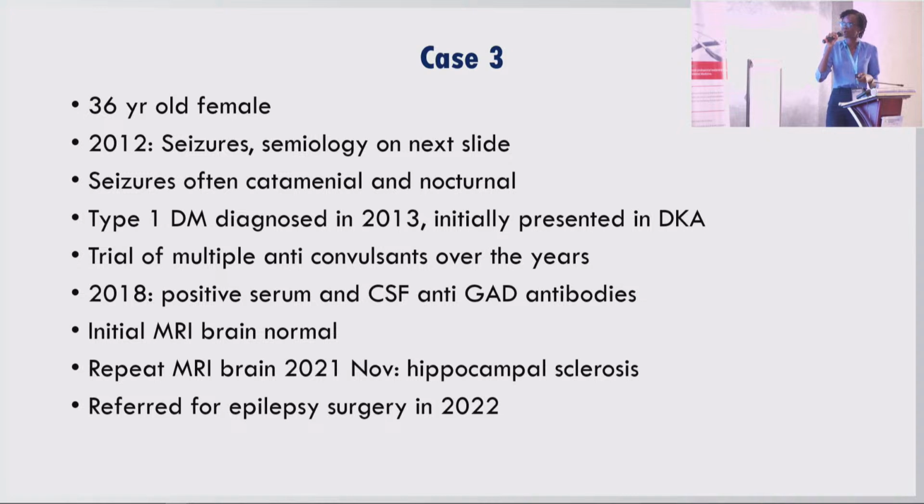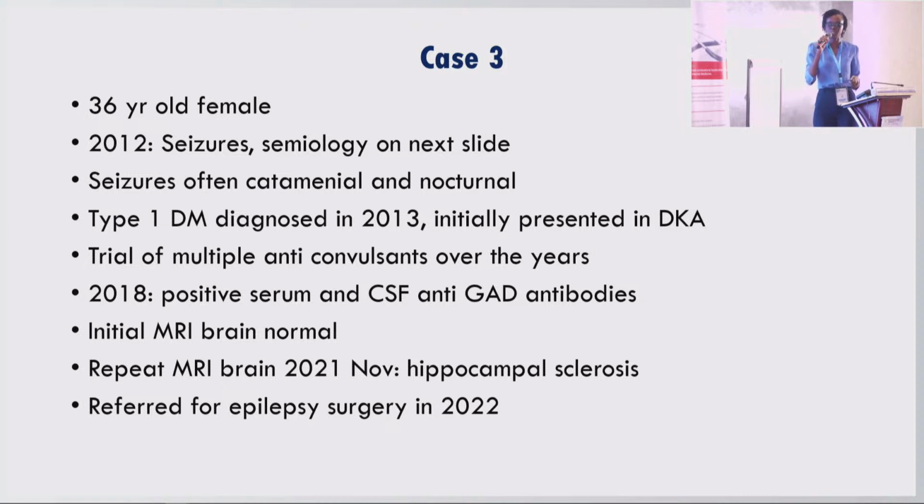On to our third and final case. This is a 36-year-old female who presented with seizures in 2012, which we will be describing on the next slide. These seizures were often catamenial and nocturnal, and she had a trial of multiple anticonvulsants over the years, to which she remained refractory and continued to get multiple seizures. In 2013, she had a history of type 1 diabetes, and initially she had presented in DKA.